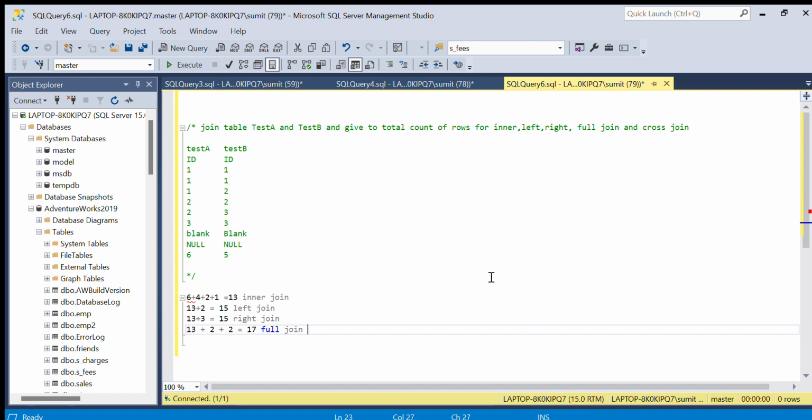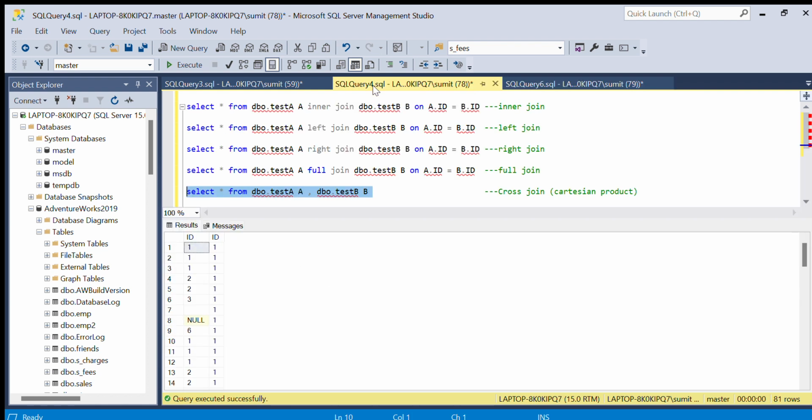Okay, and in case of cross join, as I mentioned, it will give the multiplication of records from both the tables, so it will give 9 records from the first table into 9 records from the second table. Okay, so it will give a total of 81 records from the cross join. Okay, so is that clear? Now we will see it with the example.